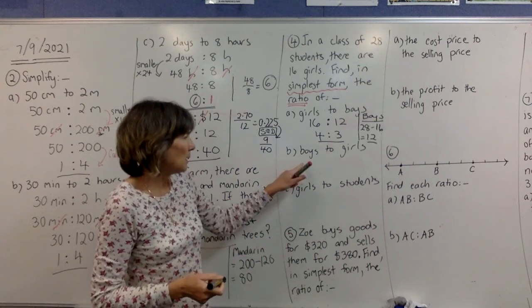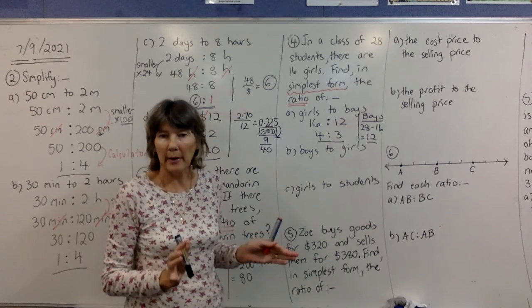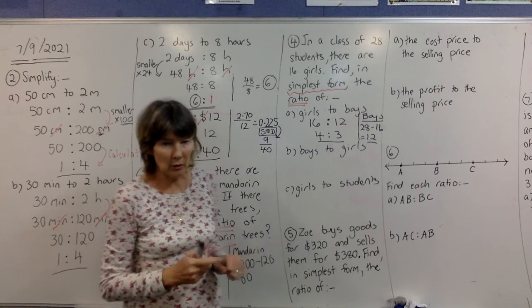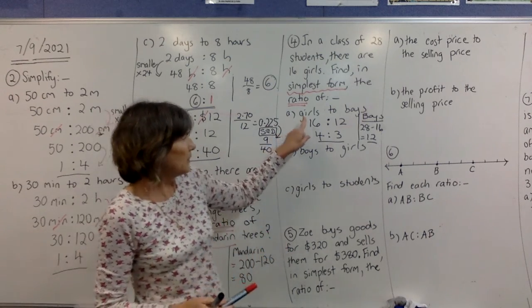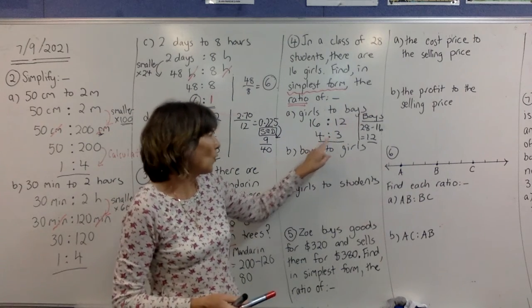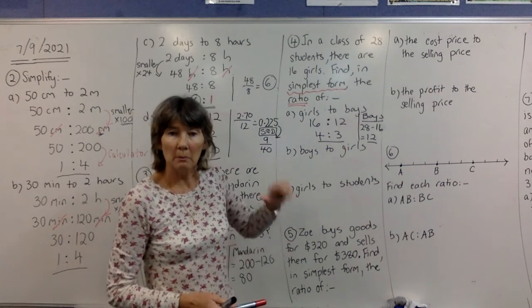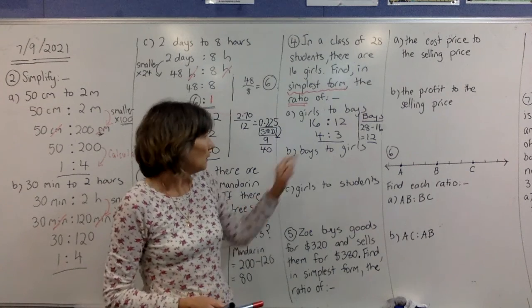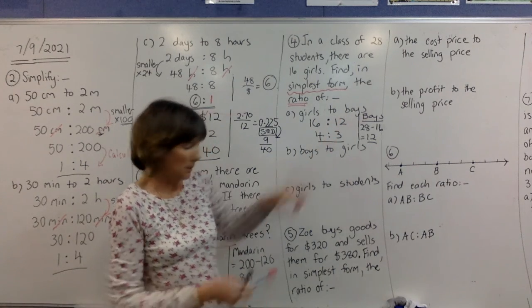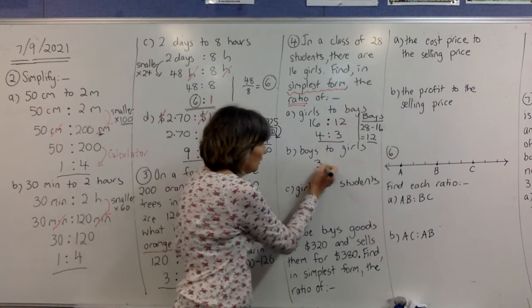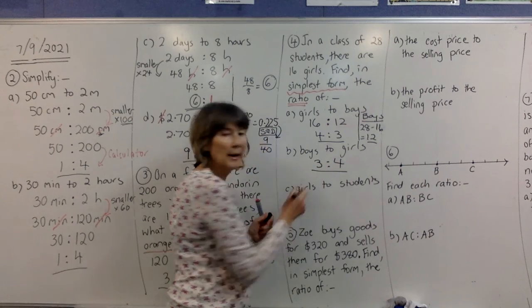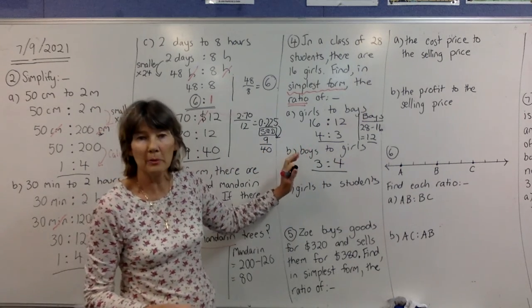Okay, the next one says boys to girls. Now, we're not going to make our life difficult. Let's think about it. If we did girls to boys and got 4 to 3, what do you think boys to girls would be? In the reverse order, it's going to be 3 to 4, isn't it? So you don't need to go through all that work again, just reverse your answer from before.